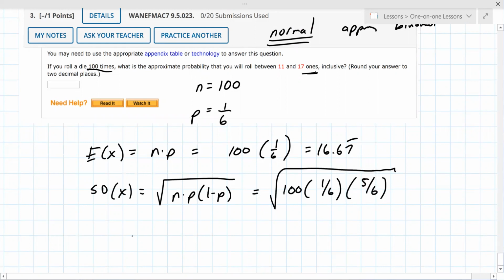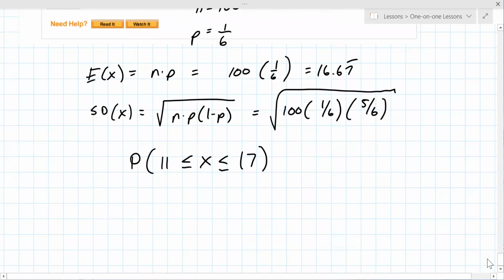So now you're trying to find the probability that 11 is less than or equal to x is less than or equal to 16 or 17. So this is where it gets confusing. When you're approximating, you make these adjustments. So you actually end up going to 17.5 and 10.5. And if you don't know why that is, that may or may not have been covered in class.